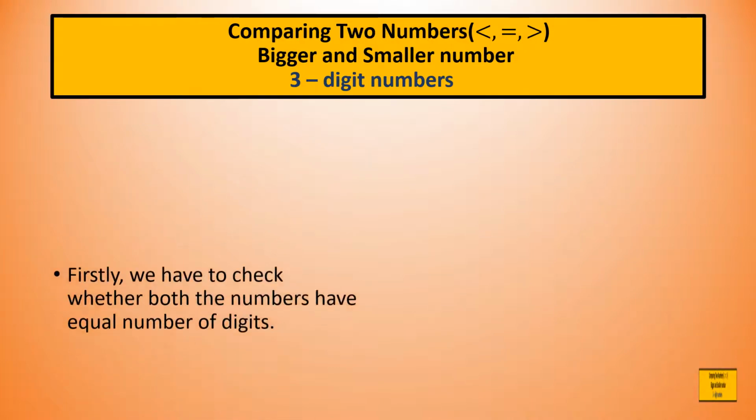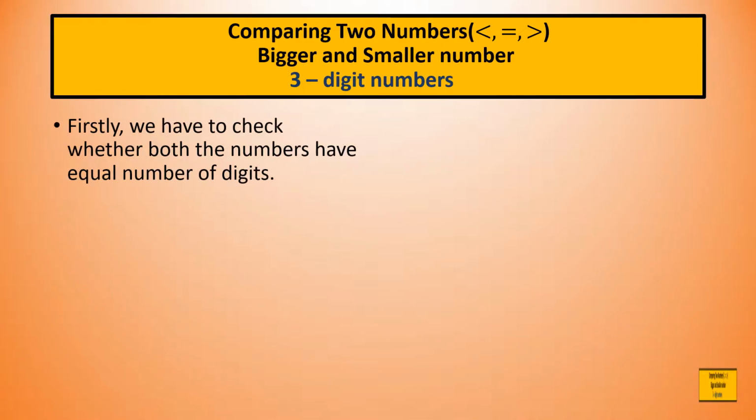The first is, we have to check whether both the numbers have an equal number of digits. That is, if you see in the example below, 568 is a 3-digit number, and on the other side 489 is also a 3-digit number. So when both have the same number of digits, we just have to check which is greater and which is smaller. So here 568 is greater than 489.